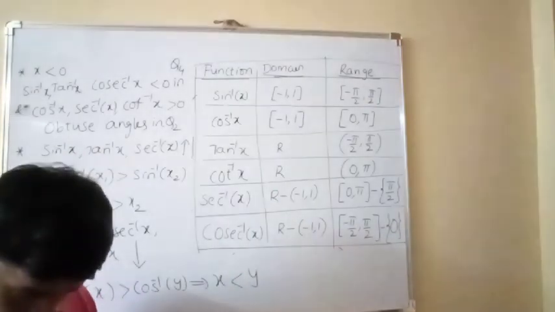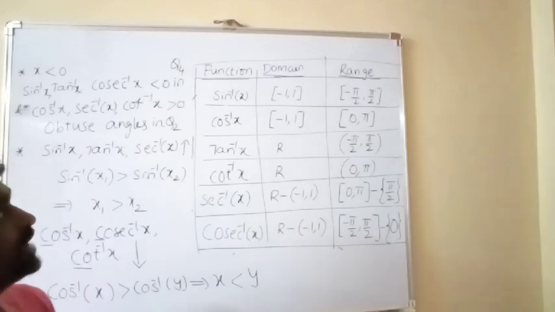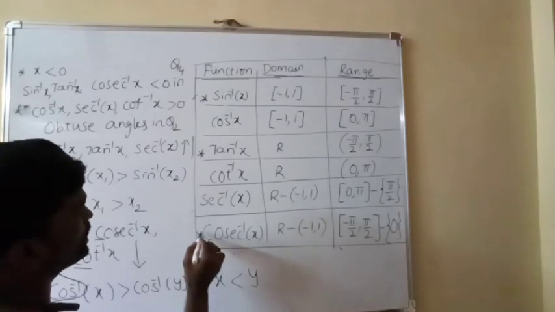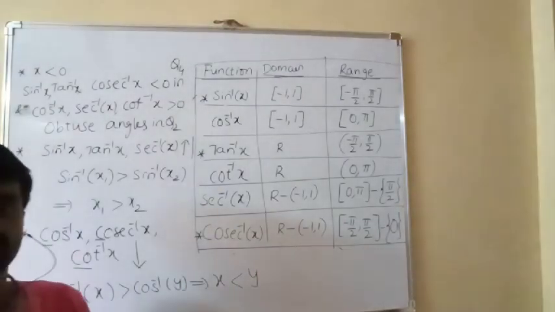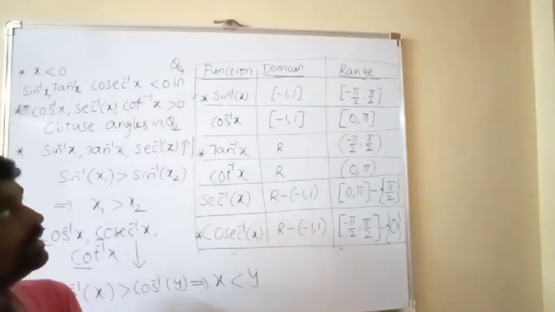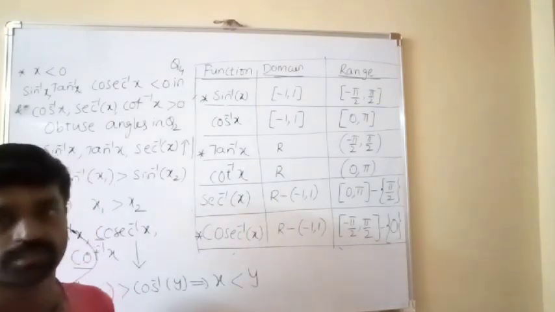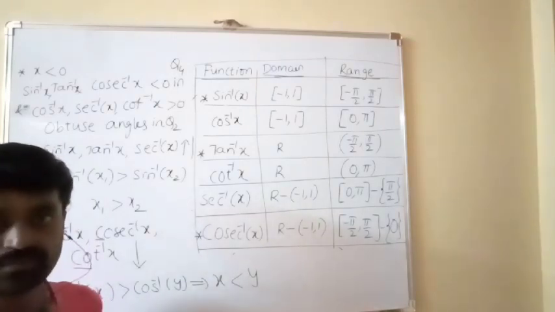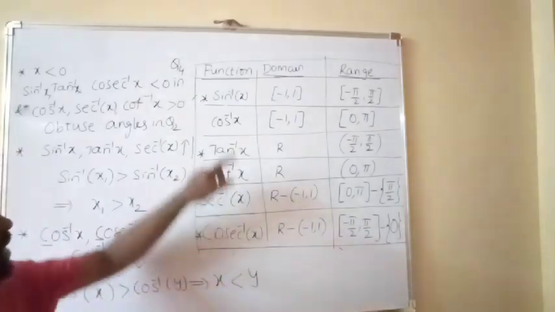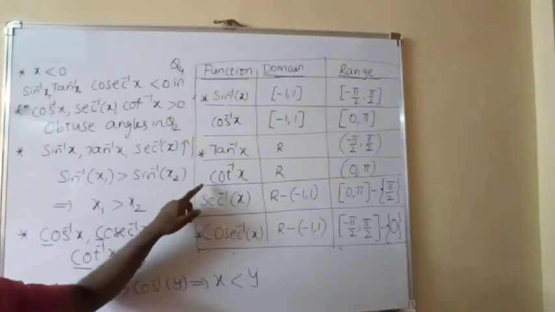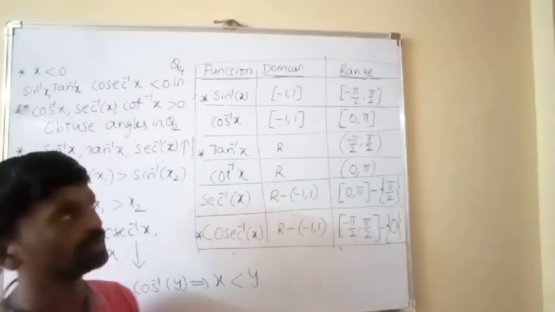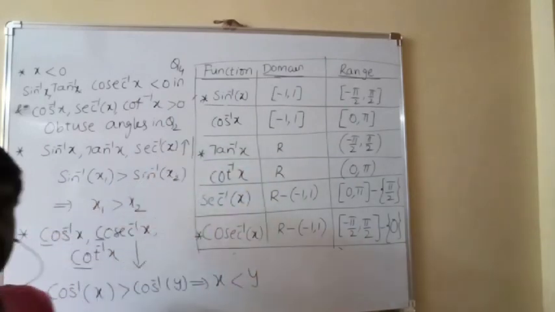Next to this, sine inverse function, tan inverse function, and cosecant inverse function. These 3 functions are odd functions. That is why you will get sine inverse of minus x is minus sine inverse x, tan inverse of minus x is minus tan inverse x. Cosecant inverse of minus x is what? Minus cosecant inverse x. Whereas the remaining 3 functions, cos inverse, cot inverse, secant inverse, are neither even functions nor odd functions.